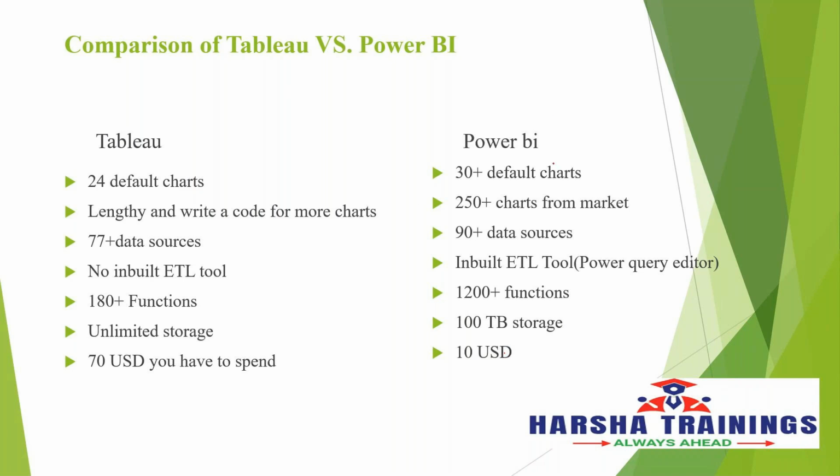In Power BI, the default visualizations available are 30 plus. Recently, two new visuals were added by Microsoft, a new slicer and a new card. So 30 plus means 32, 35, whatever it is. Yes or no? So 30 plus default visualizations, which are basic visuals, are available in Power BI.